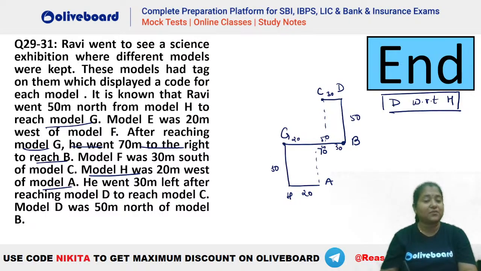Okay. After C, what is given? Let's see. Then model F was 30 meters south of C. So F has to be 30 meters south.